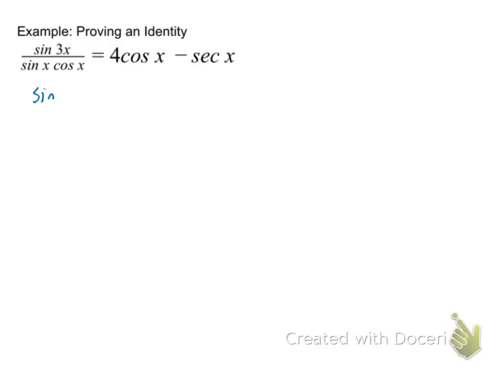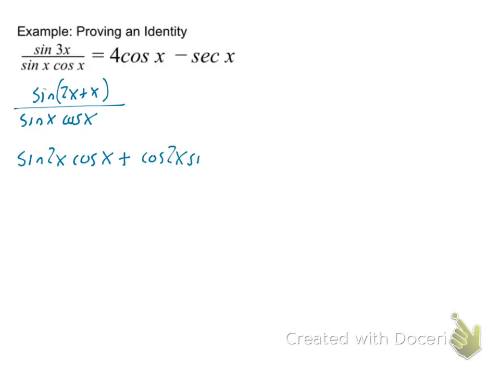Guess what I have to do? I have to do exactly what I did last time with the 3x. Split it up. What does sine of 2x plus x become? Sine of 2x cosine x plus cosine 2x sine of x.